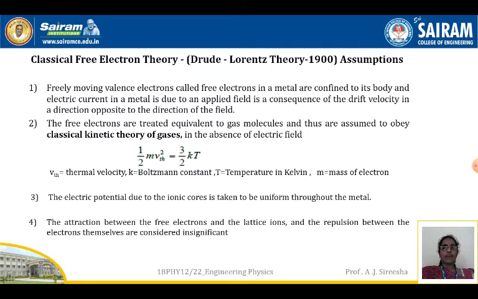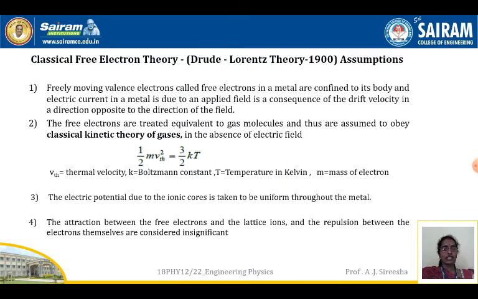Freely moving valence electrons, called free electrons, in a metal are confined to its body, and electric current in a metal is due to the applied field, as a consequence of drift velocity in the direction opposite to the direction of the field. That means when the electric field is applied, the electrons move in the direction opposite to that of the electric field, because electrons are negatively charged, and the movement of electrons is mainly focused on free electrons.